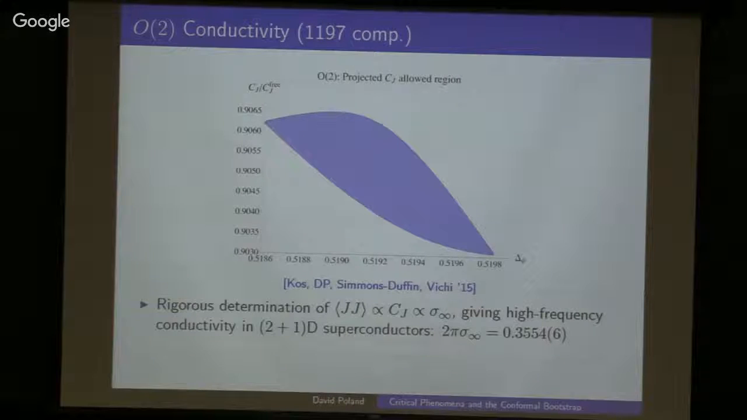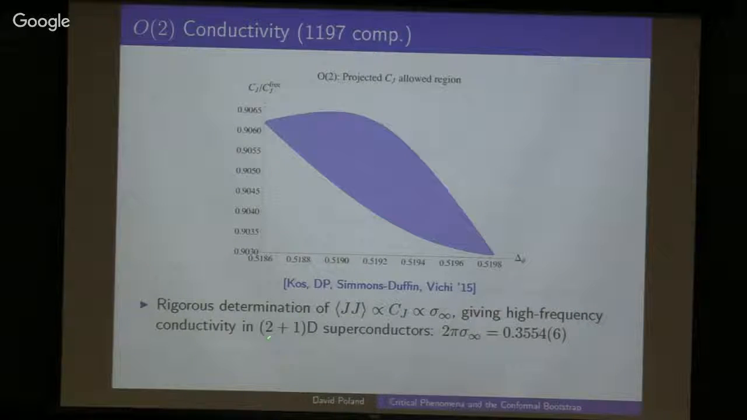Okay, let me show you one other application in the O2 model, which is that in addition to constraining scaling dimensions, we can also constrain coefficients appearing in correlation functions. One interesting coefficient comes from looking at the 2-point function of the current. This is an O2 global symmetry current. Its 2-point function is proportional to some number, which in theoretical circles is called the current central charge. In condensed matter circles, this is a number which is directly related to high-frequency conductivity.